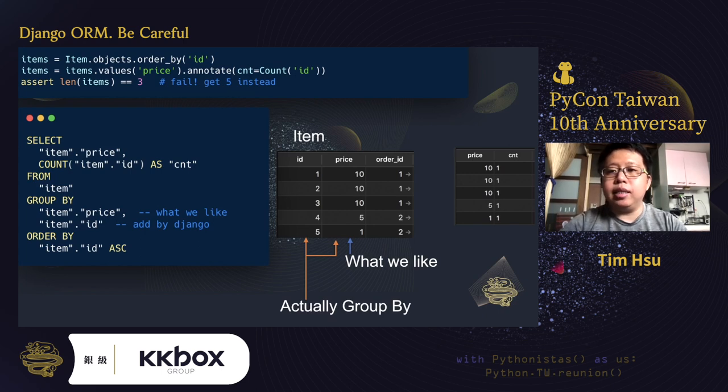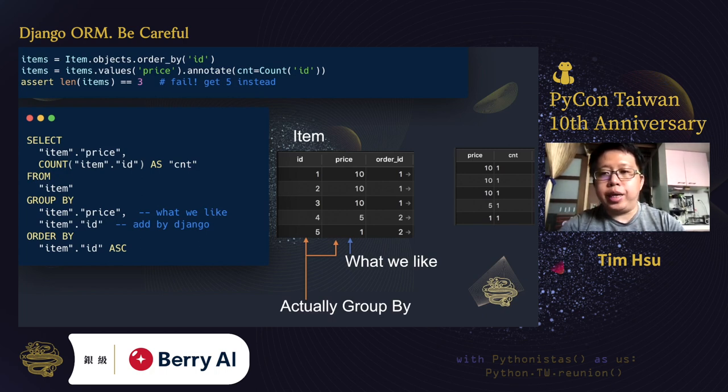Now let's see a similar situation for aggregation. The query set is first ordered by ID, and we use values and annotate to group by price. We want to know the count of each price. There are 3 values of price in our item table. We thought the result should be 3 rows. However, because we order by ID, ID is added to the selection list and group by. So the result is not what we expected.